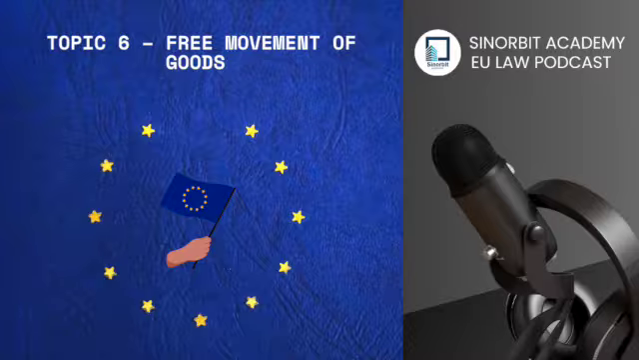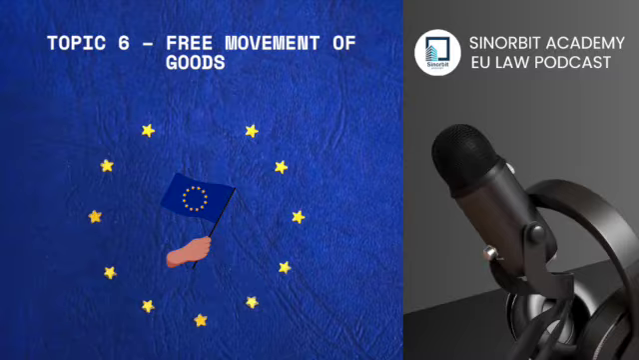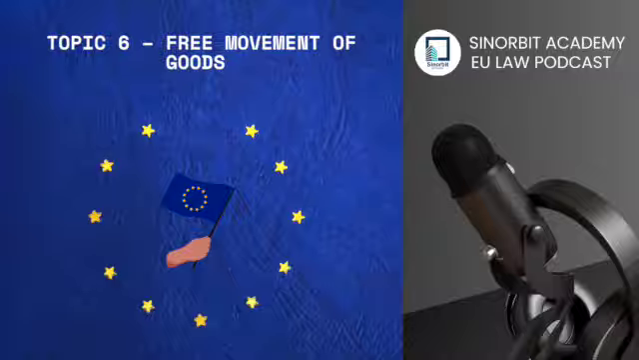Indirect discrimination is sneakier. The rule looks neutral, it doesn't mention origin, but in practice, it hits imports harder. The classic case is Humblot. France had a much higher car tax for cars with big engines. And most big engine cars were imported. Exactly. So while the rule was about engine size, not origin, its effect was to disadvantage imports.